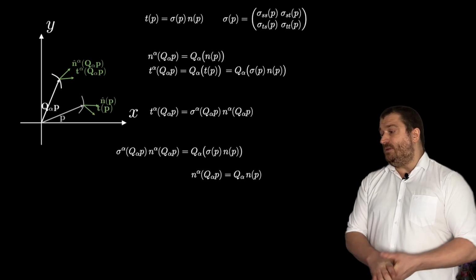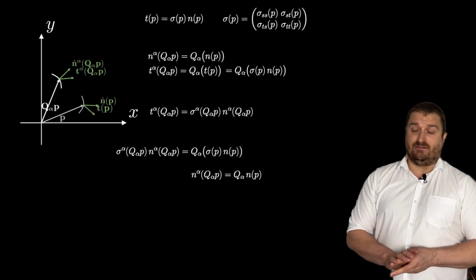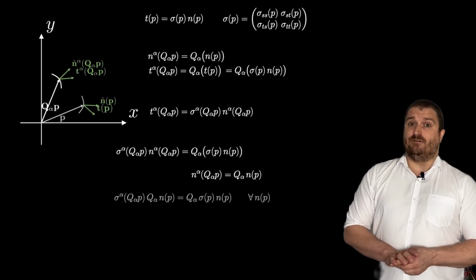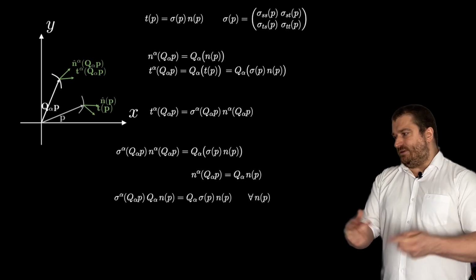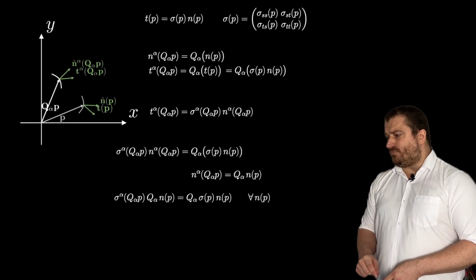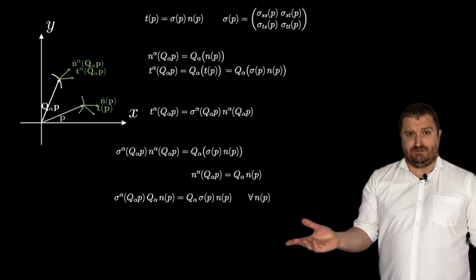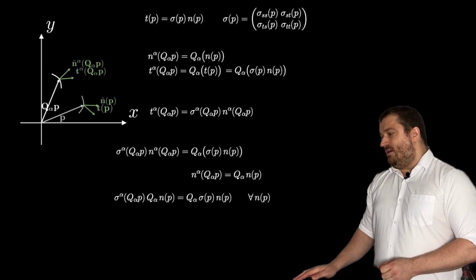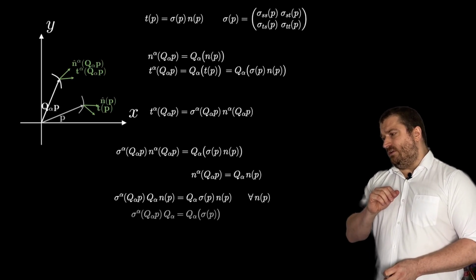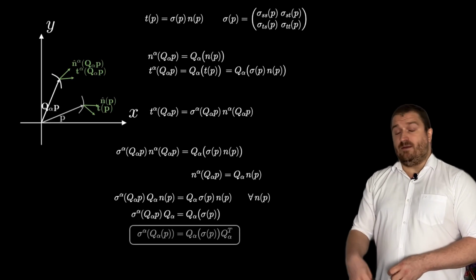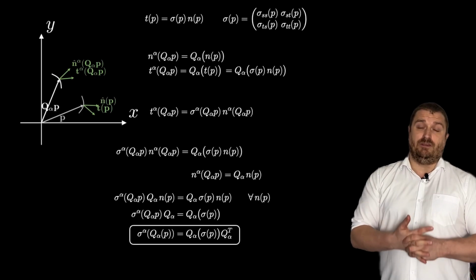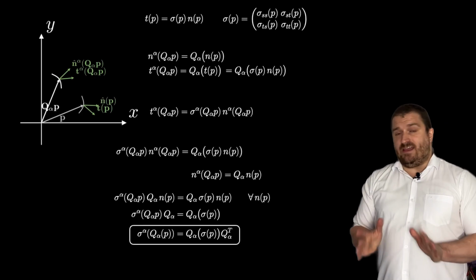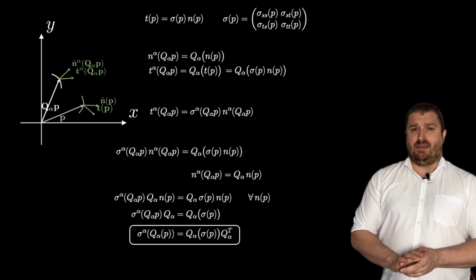So we'll substitute n alpha of q alpha p on the left hand side for q alpha of n of p by using that transformation law, and then we can just get rid of the normal vector because this relationship is always true irrespective of which normal vector you choose. So we're nearly there. We just multiply on both sides from the right by the transpose of q alpha, and that is then the transformation law for the stress tensor.